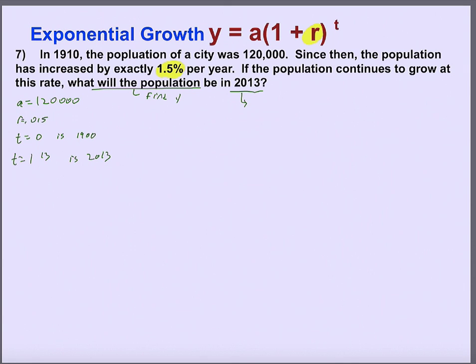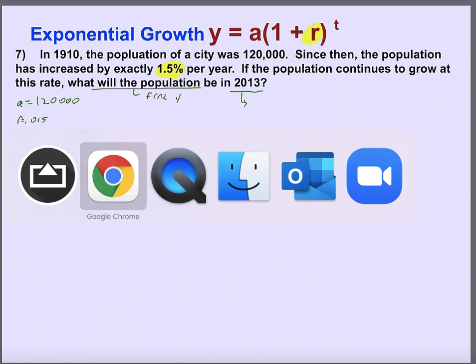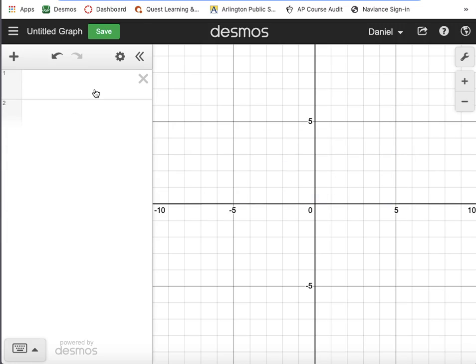And so all that they're asking us for is to find the Y value when the T value is 113, starting with 120,000, multiplying it by 1 plus 0.015, and of course we'll turn that into 1.015 in a second, raised to the 113th power. That's all it's asking you for here. So this question ends up being on the easier side. The trick is just to make sure you are able to decode what it's asking you for and separate that from what it's telling you.